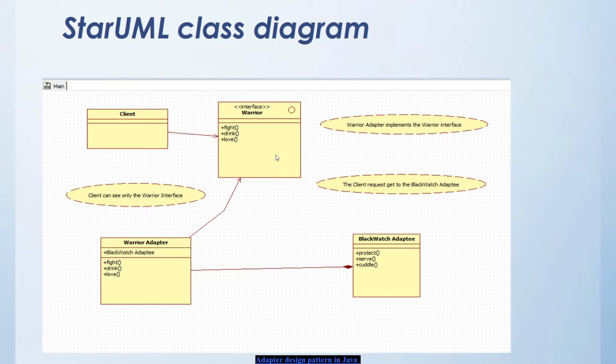and when we call drink, we are going to call the serve method. When we call laugh, we are going to call the cuddle method. This is how the adapter works. So, the warrior adapter implements the warrior interface, and the client request gets the black watch adaptee. We have our UML class diagram and we are going to convert it into Java code.